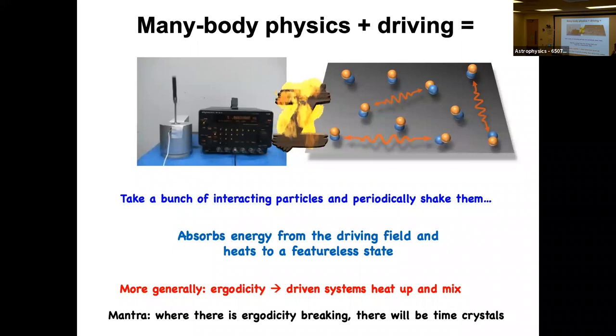Okay? It turns out that more generally, this is a symptom of something in the context of dynamical systems known as ergodicity. And in the specific context of driven systems, ergodicity is exemplified by the fact that these many body driven systems heat up and mix. And so the mantra for how I think about the field is that wherever there is a way to break ergodicity in a many body system, or to delay the onset of ergodicity in a many body system, there will be time crystals.